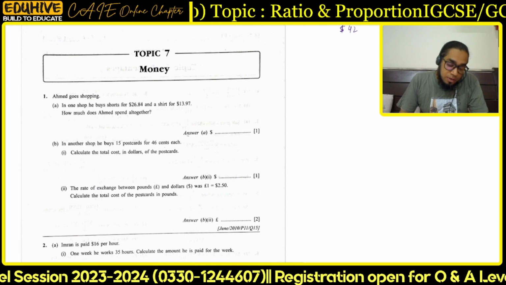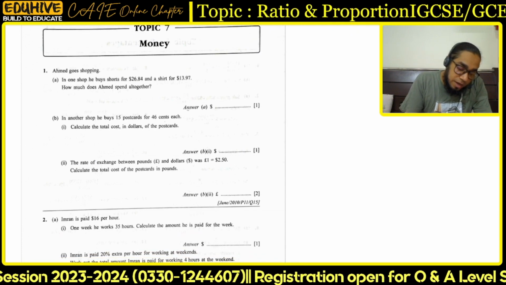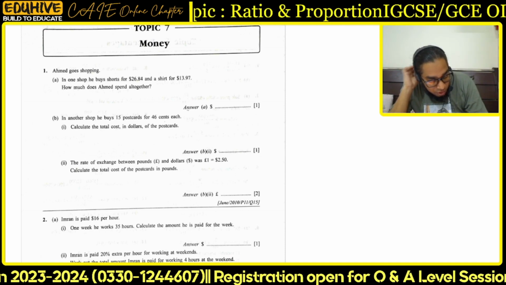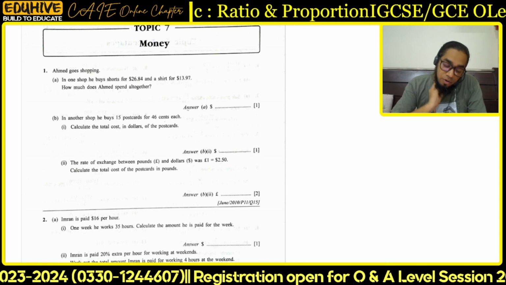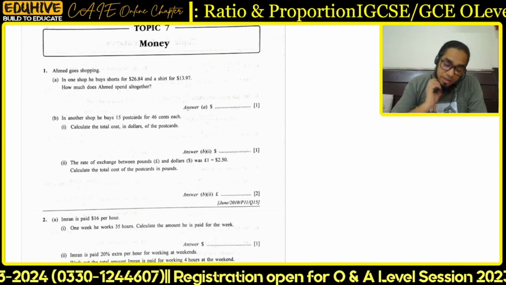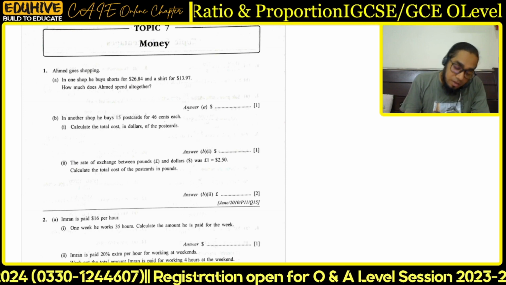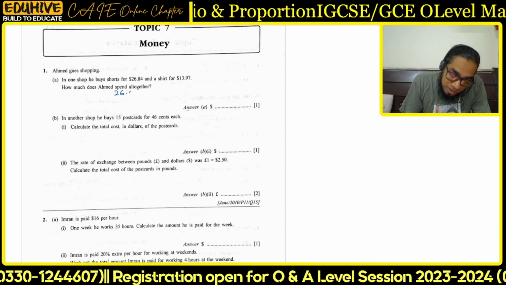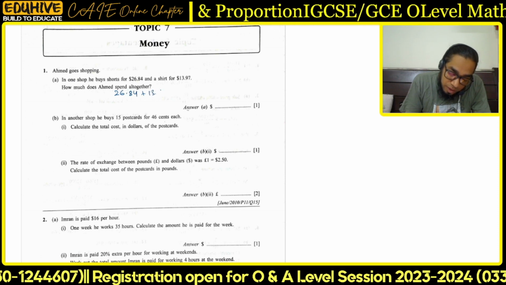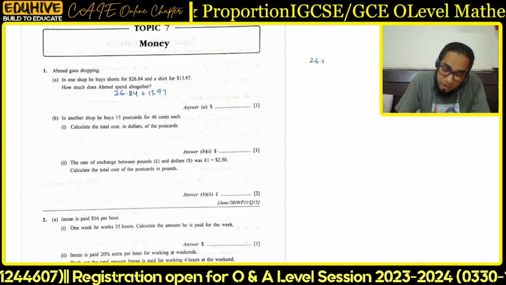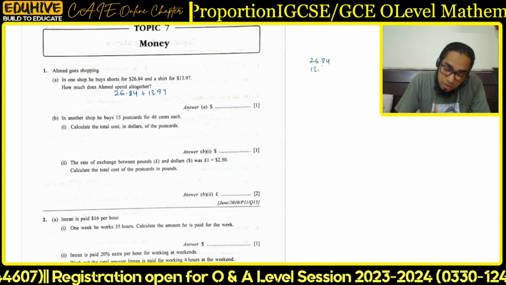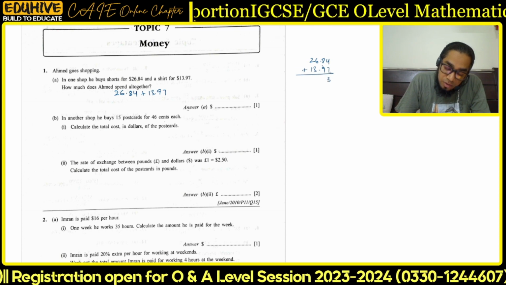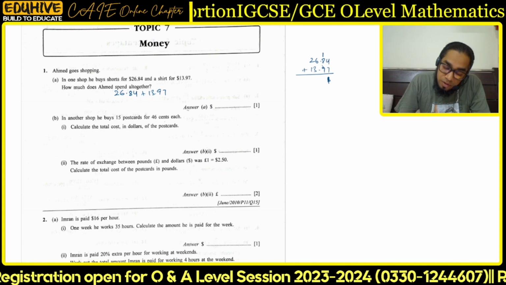Okay. So Ahmed goes shopping, and I know that he goes shopping because he has too much money. So in one shop, he buys shorts for $26.84 and a shirt for $13.97. How much does Ahmed spend altogether? I think you can answer me easily because it will be quite simple. 26.84 is going to be added to 13.97, and 7 plus 4 is 11. So one is carried over here.